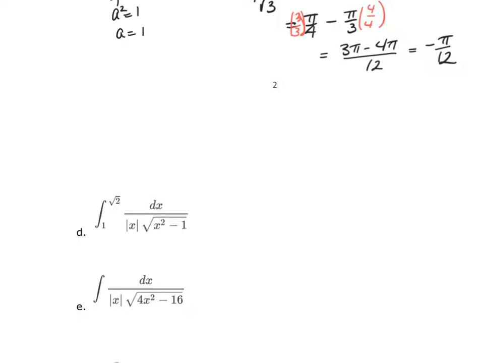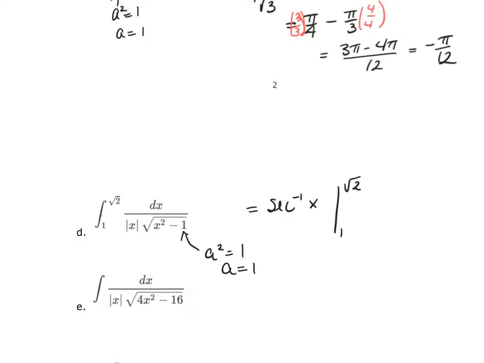So we got pi over 4 for D. So let's go ahead and take a look at D. This matches the secant inverse because it's the absolute value. And so here, actually here, A squared is equal to 1. That means A is equal to 1. And it matches exactly the secant inverse. Again, I have 1 over A. A is 1, so I don't have to worry about that. So the secant inverse of x over A, or just x, evaluated from 1 to the square root of 2.